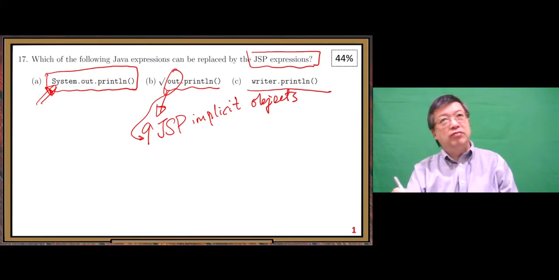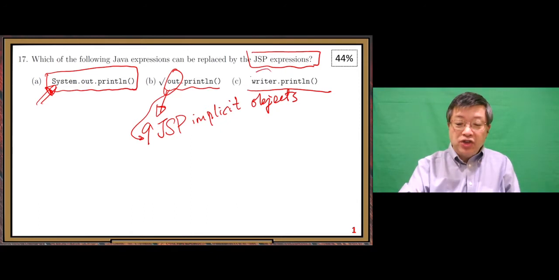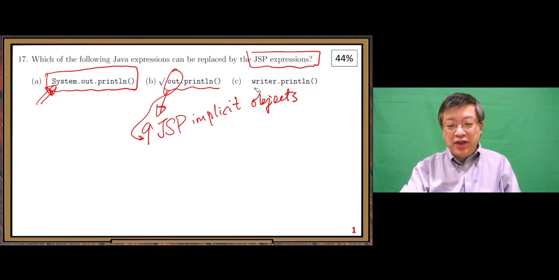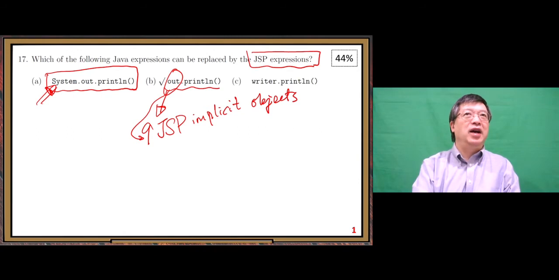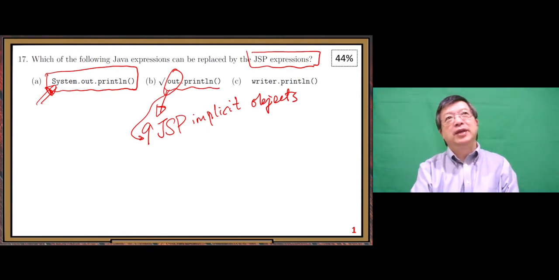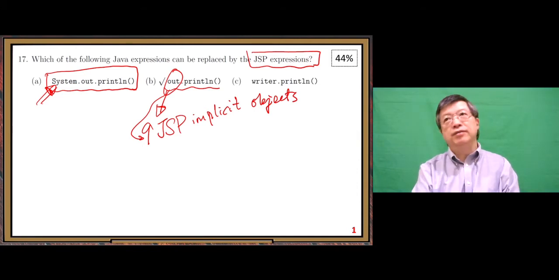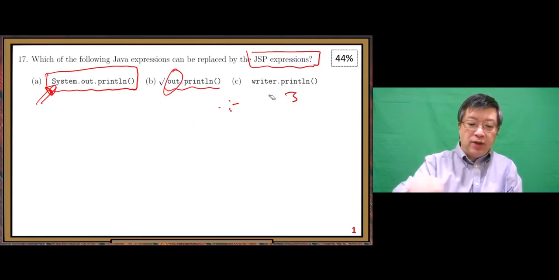Some students chose option C, writer. There is nothing. There is no such thing called a writer. Here, I just used a name, I faked it. I picked some name that does not exist, to try to get you confused. So no such thing. All right, so that is question number 17.